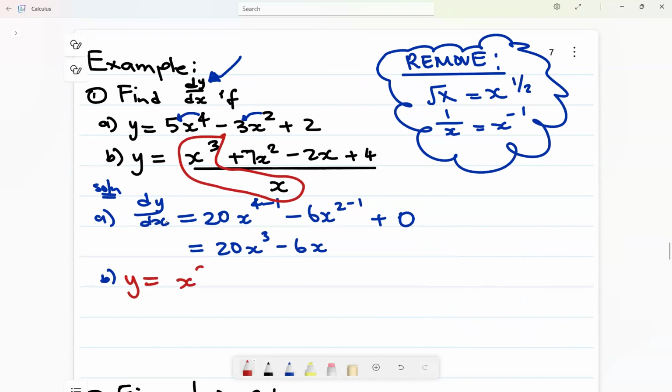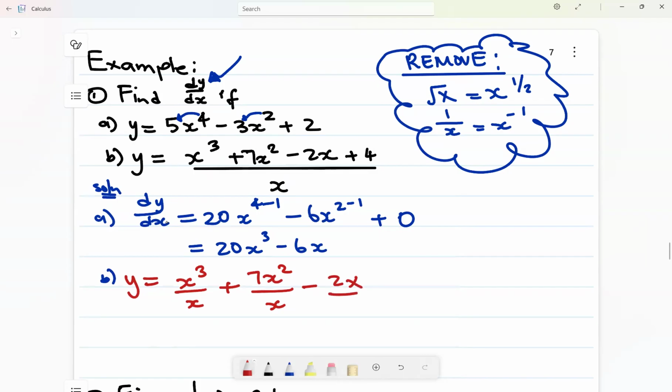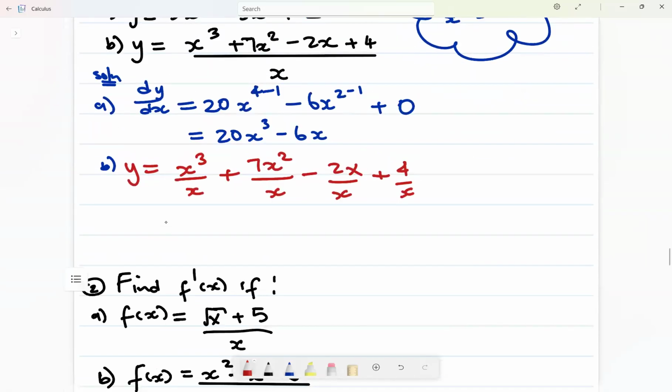So it's going to be y is equal to x cubed divided by x plus 7x squared divided by x. You can only apply this if you have only one term in the denominator. Minus 2x divided by x plus 4 divided by x. Can you see now we are still working with y? We are still simplifying y.